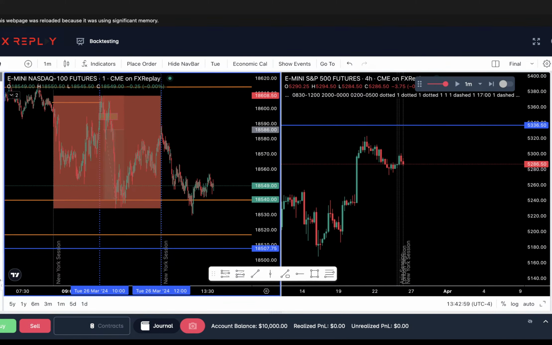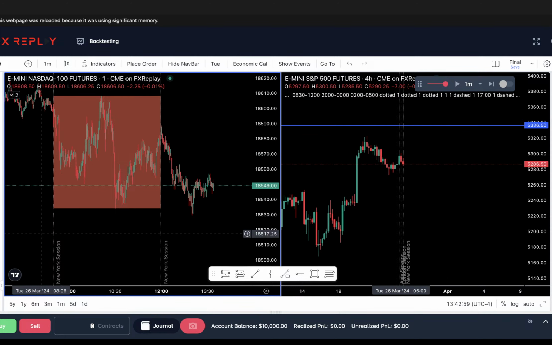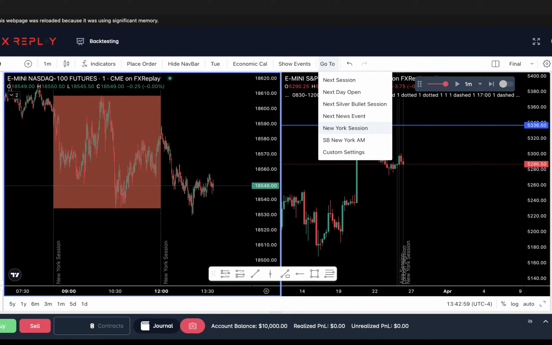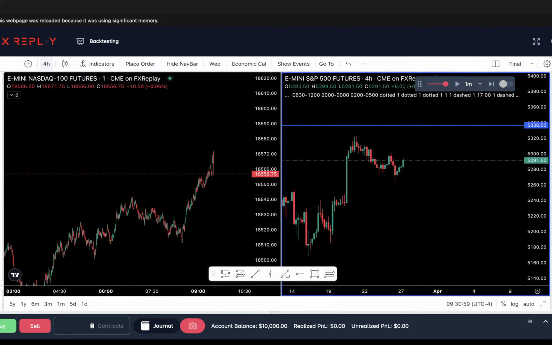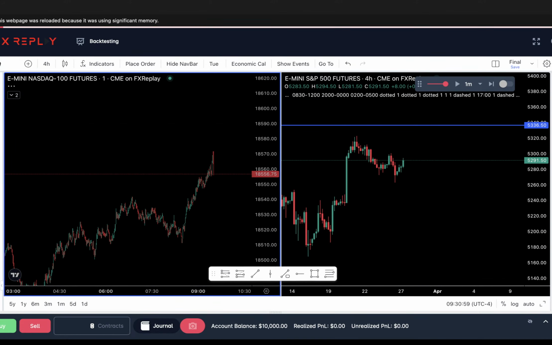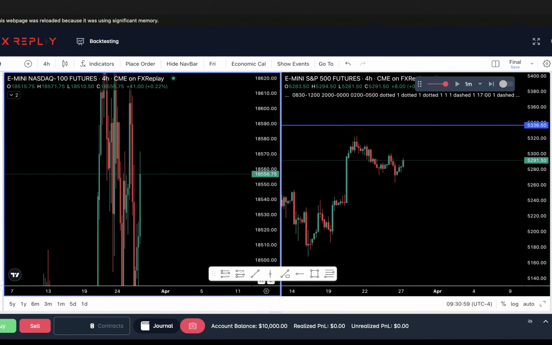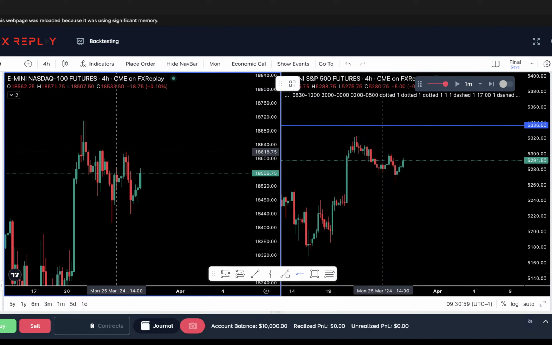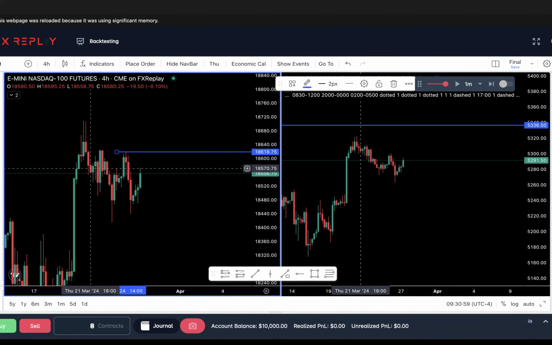Let's do one more. Next, New York session, let's go on the 4-hour chart on NQ. What do we see? What do we have? We're still kind of trading in a range. It's looking like it wants to go up to here, though, to these relative equal highs.